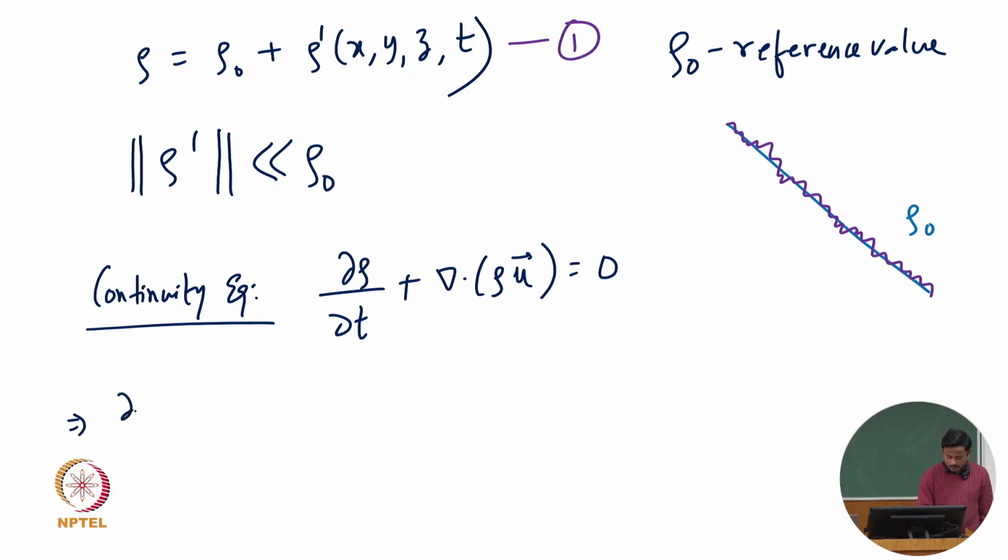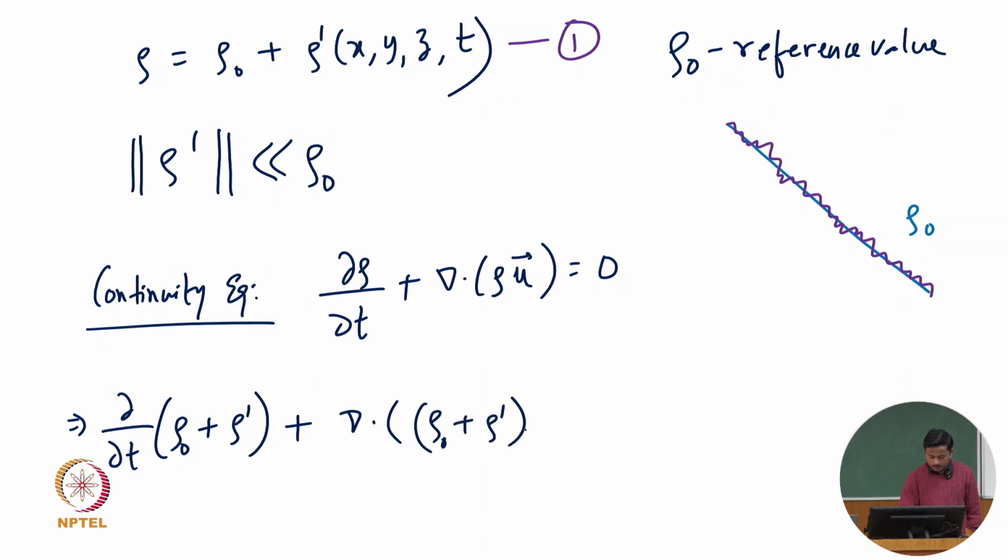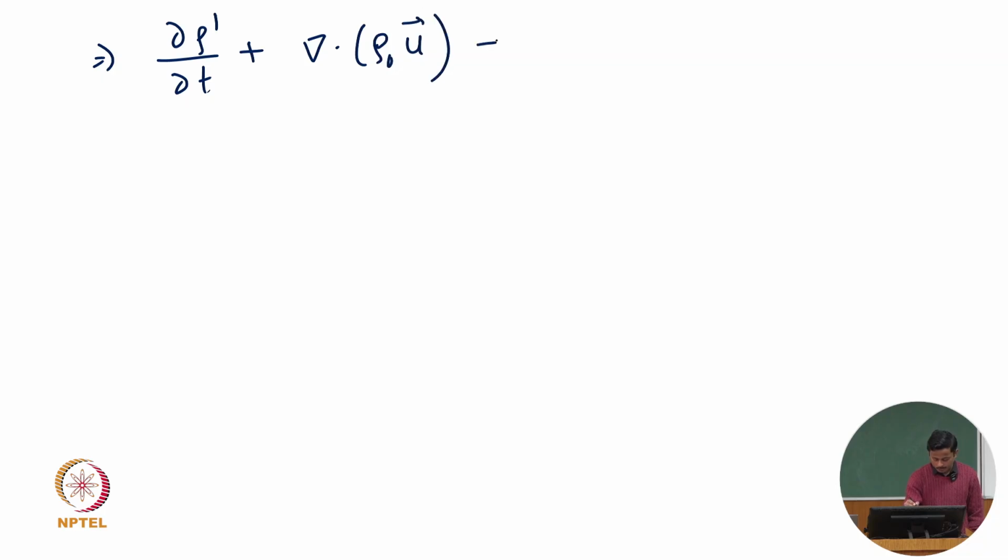So we can write del by del t of rho naught plus rho prime, plus del dot rho naught plus rho prime times u. I just substituted rho equal to rho naught plus rho prime from equation 1. Now this can be expressed as del rho prime by del t plus del dot rho naught u plus del dot rho prime u equal to 0.